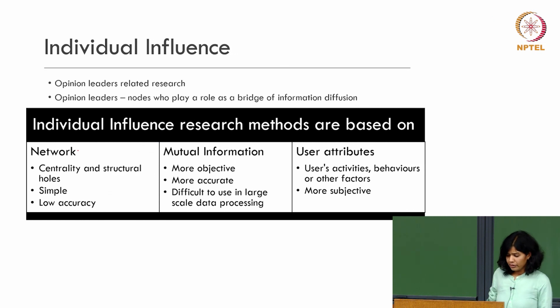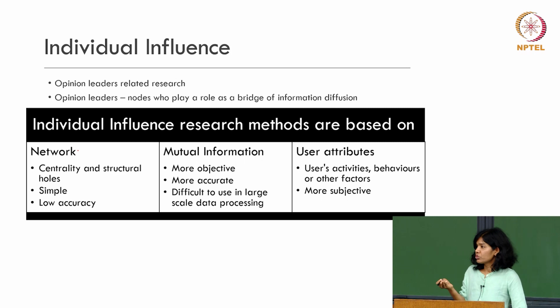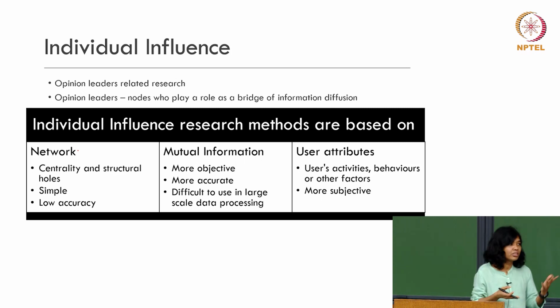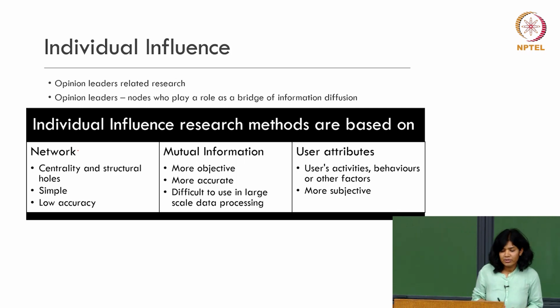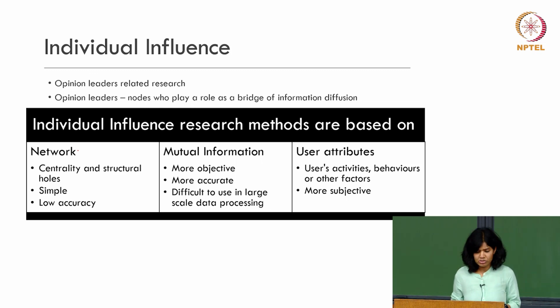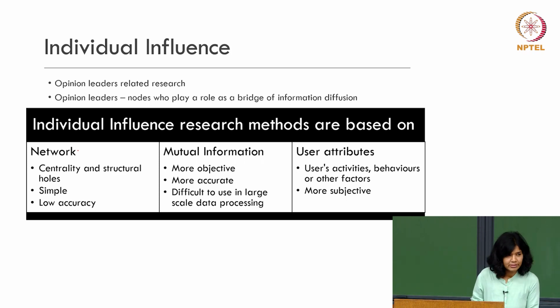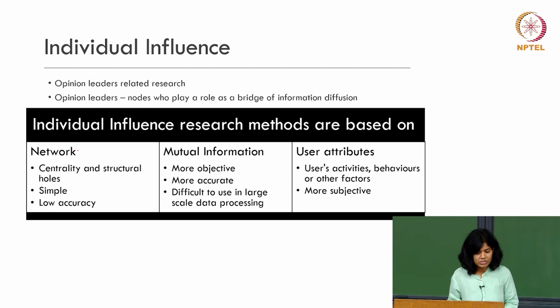So basically, under this, there are a lot of ways to figure out who the influential users are. If you can figure out who the influential users are, they can actually help in spreading the information. So there are three different ways. One is network based, which we have been doing. Can we use centrality metrics to figure out who the important users are? Structural holes are another network based measure. But these are very simple, and the accuracy is sort of poor for these models.